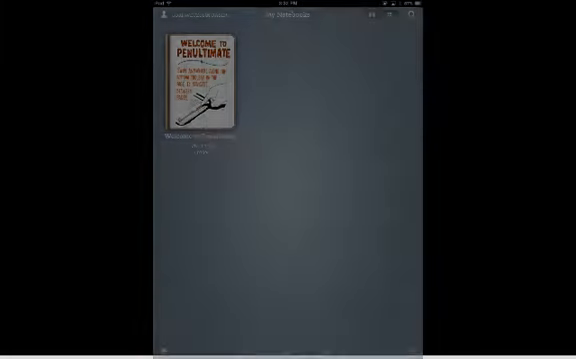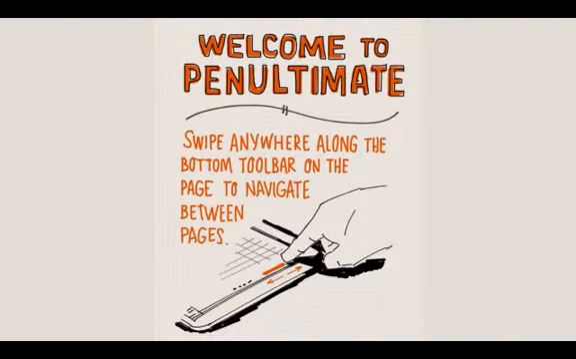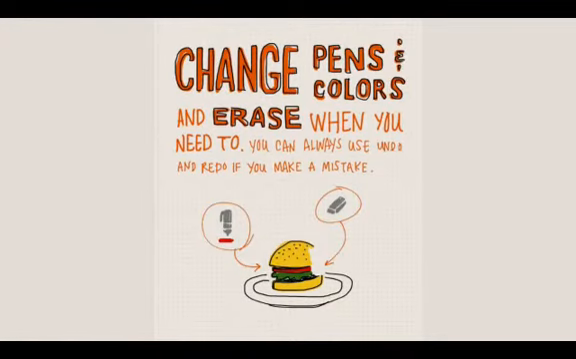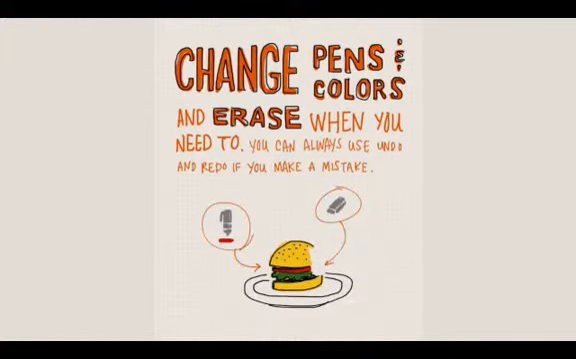When I first log in, I get a screen called My Notebooks, and it gives you a Welcome to Penultimate notebook, which I am going to open and you now see on the screen. And it gives you kind of an overview of what this app has to offer. It first of all tells you that you can swipe anywhere along the bottom toolbar to navigate between pages. So that's exactly what I'm doing. I'm swiping back and forth along the side. I'm going to go back to the second page.